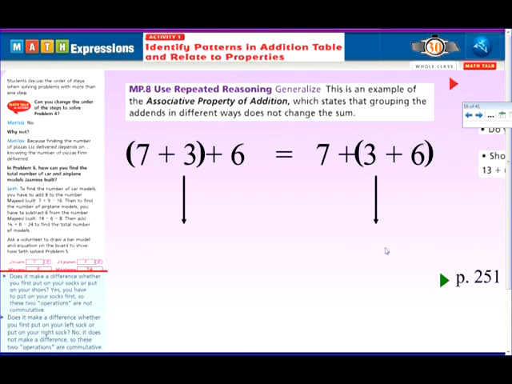Here is the associative property, which states that grouping the addends in different ways does not change the sum. When you do adding, if you group them, 7 plus 3 plus 6 is the same as 7 plus 3 plus 6. And so that is called the associative property.